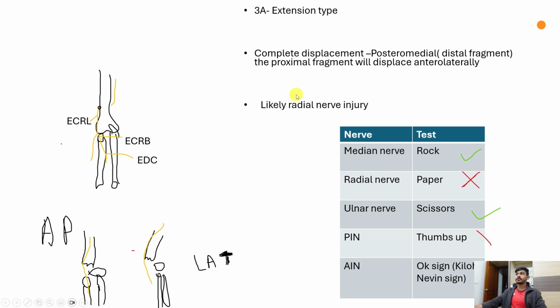Okay. So in a posteromedial type of extension fracture, what happens is the distal fragment will be posteromedially displaced. However, the proximal fragment will be anterolaterally displaced. So it's the polar opposite. If the distal fragment is posteromedially displaced, the proximal fragment will be anterolaterally displaced. And as you can see, if the proximal humerus shaft and sharp spikes comes anterolaterally, lateral and anteriorly, it will compress and impinge on the radial nerve. So there will be radial nerve injury in a 3A extension type Gartland classification.